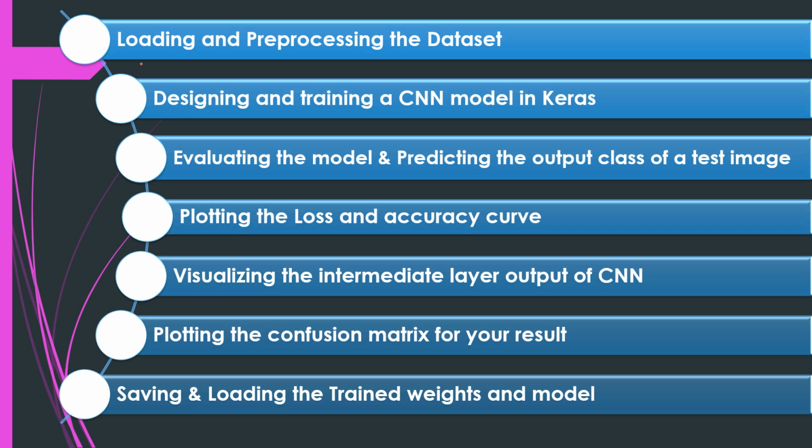So let's see where we are in our course. We have loaded our preprocessed dataset, we have designed, evaluated and predicted the output class of a test image, and we have plotted the loss and accuracy curve. Now let's see how we can visualize the intermediate layer output of a CNN.